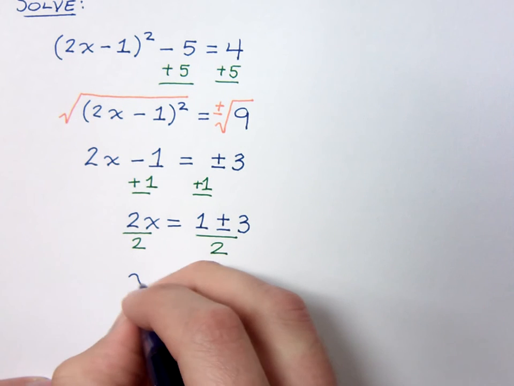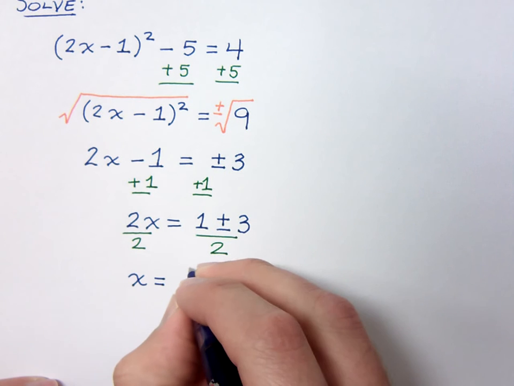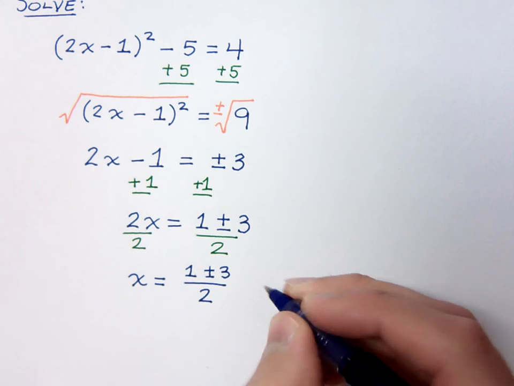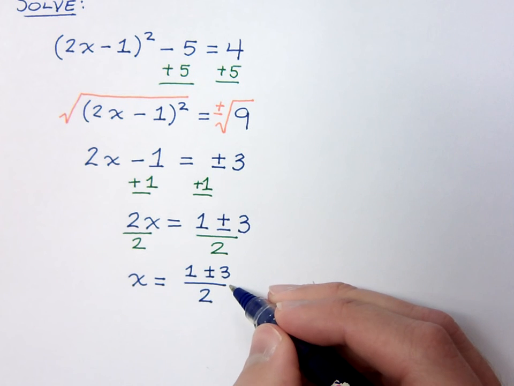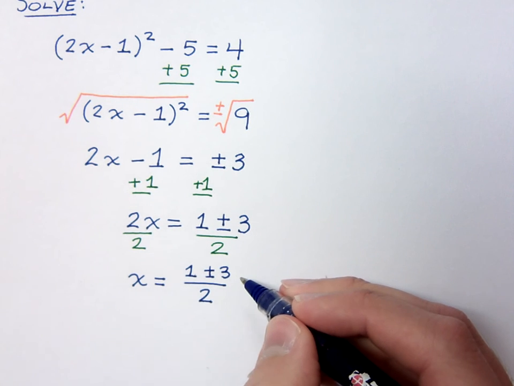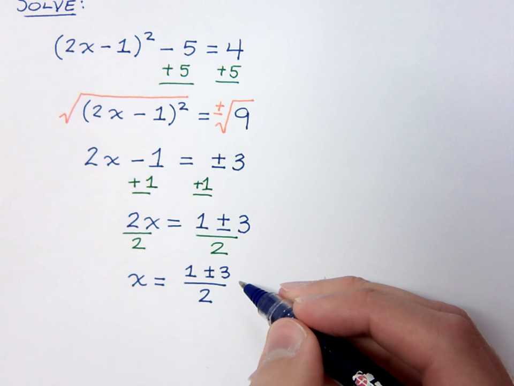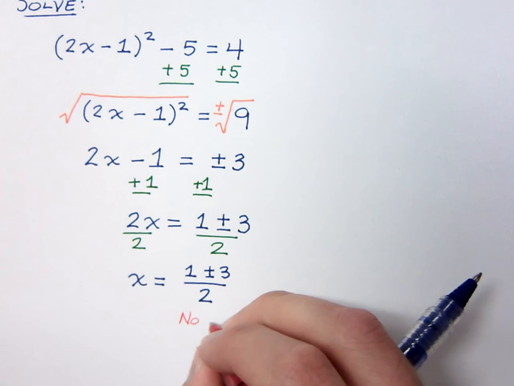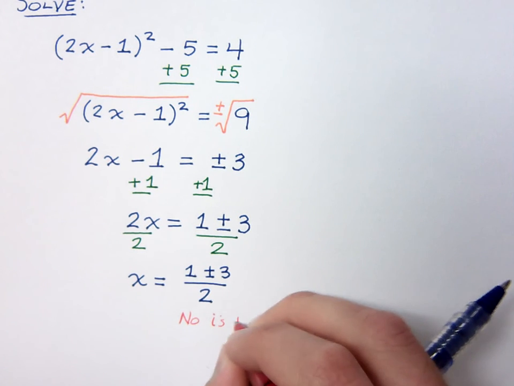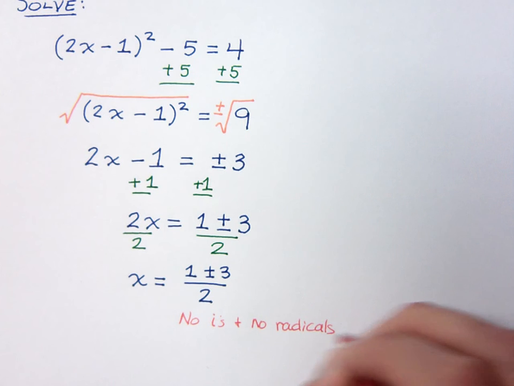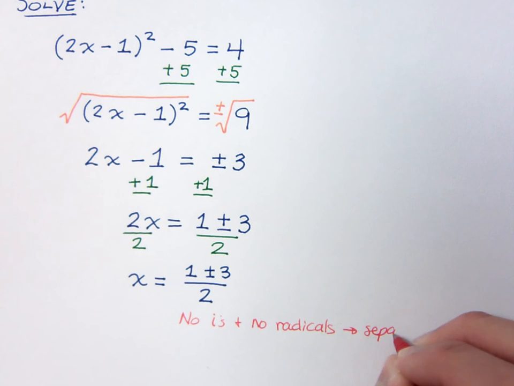Alright, so now my answer looks like this. X equals 1 plus or minus 3 all over 2. Now, one of the things you've got to notice about this problem is that there's nothing imaginary and there are no radicals. Now, if that's the case, there are no i's, no radicals, then we need to separate this into our two answers. Okay? So let's make a little note of that. When you have no i's and no radicals, this is when you want to separate and get your two distinct answers.